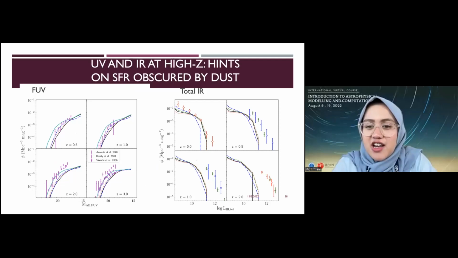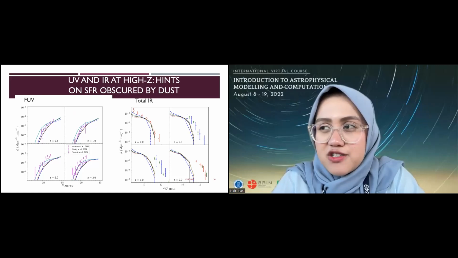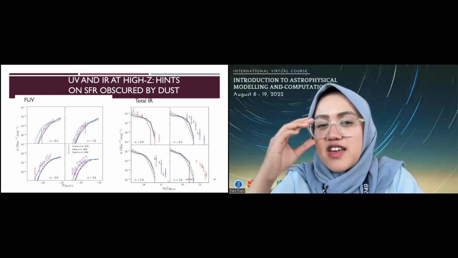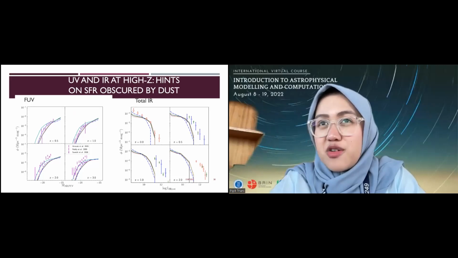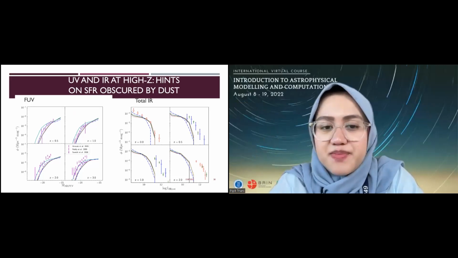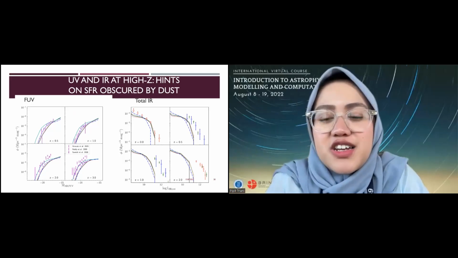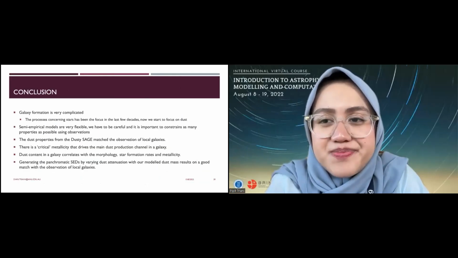UV and infrared at high redshift is very important when we want to study the star formation rate obscured by dust. So red galaxies are used, like star forming galaxies usually appear red because they have lots of dust as well. So there's the degeneracy of the age of the stellar population and dust in the infrared.